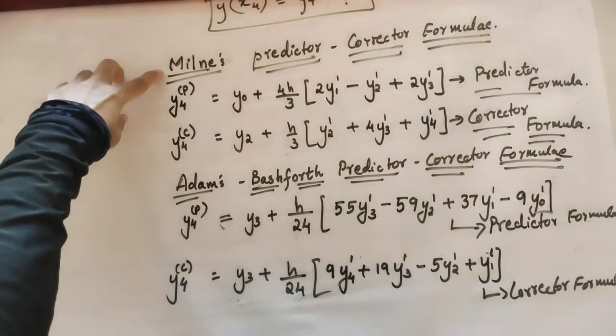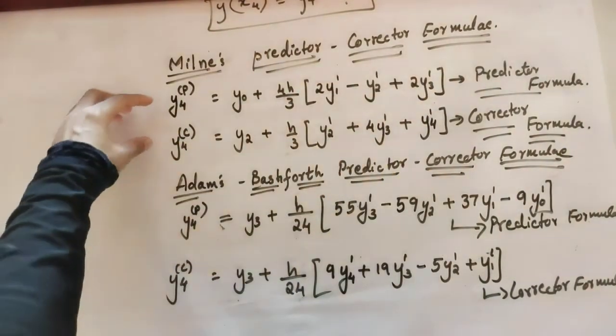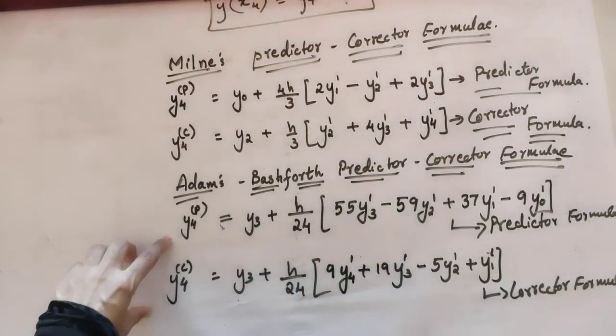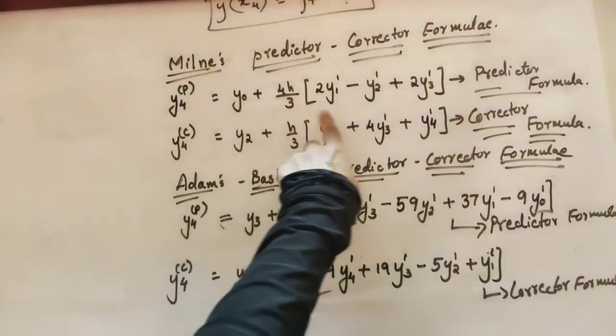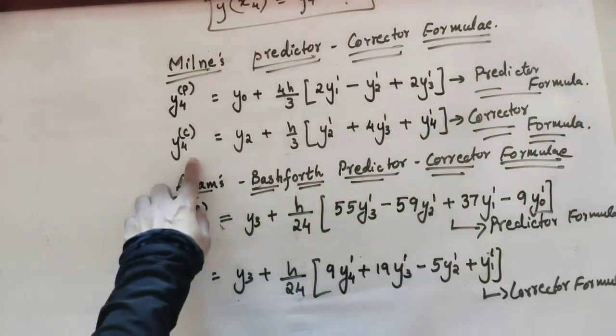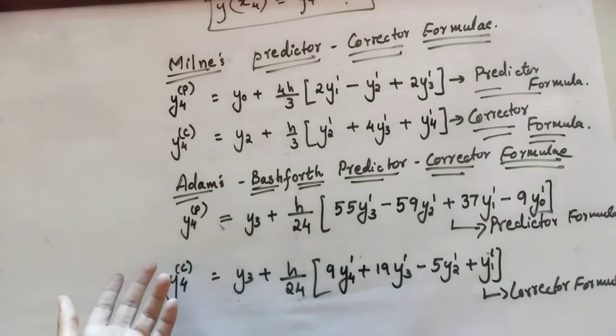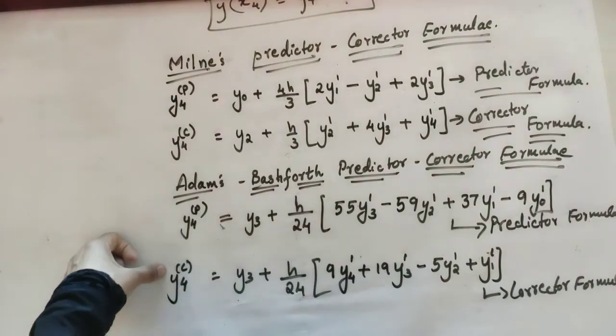First is Milne's predictor corrector formulae, these two things. Then Adams-Bashforth predictor corrector formulae, these two things. So the predictor formula is given like this. The corrector formula for Milne's is like this. As per the question, if it is for the Adams-Bashforth method, you are going to use these two formulas.